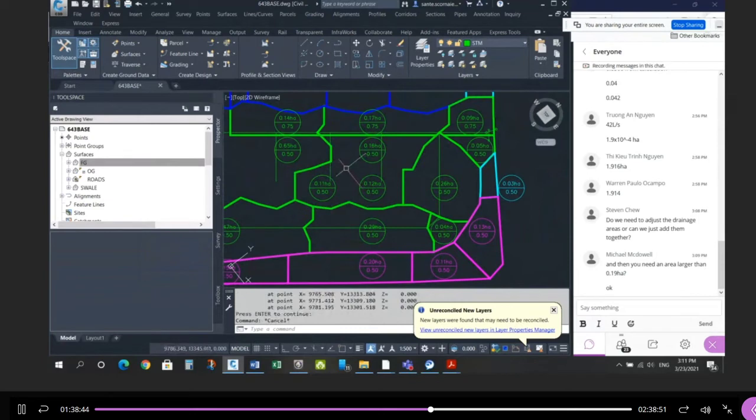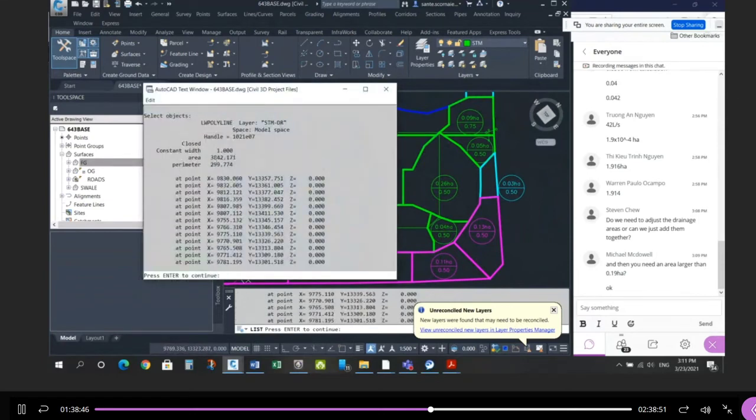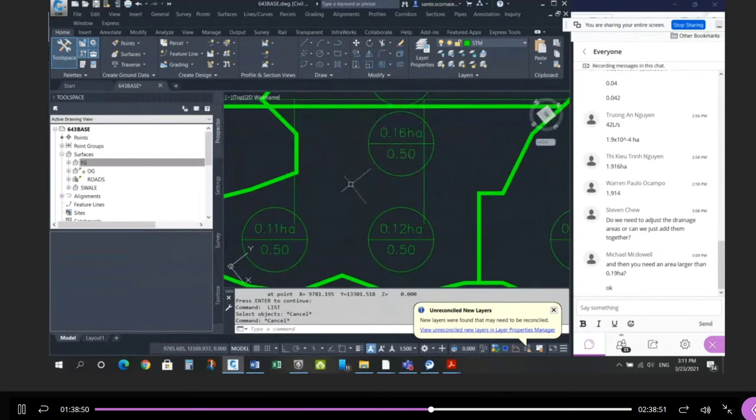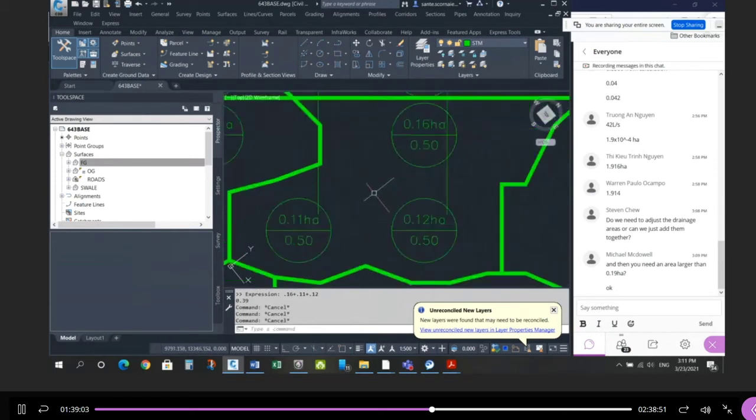I'm going to list it. Oops, list it. And the area is 3.8, right? So 3.8 instead of 16. So do the math. If you calculate 0.16 plus 0.11 plus 0.12, is it 3.8? It's 3.9. But when you draw it, it's actually 3.8. So I would go with the drafted version because there's a rounding issue. So I would use 3.8 based on the total polyline area.